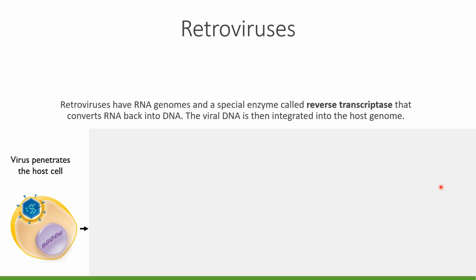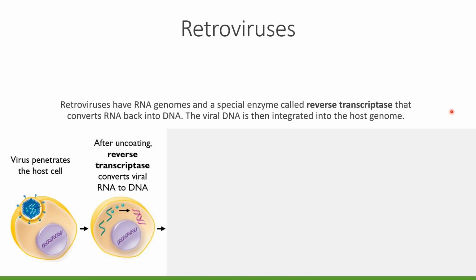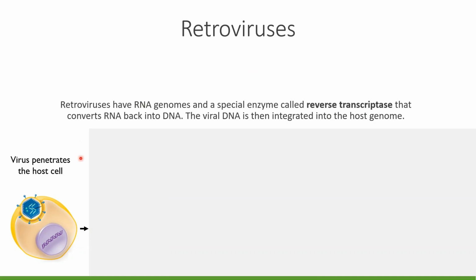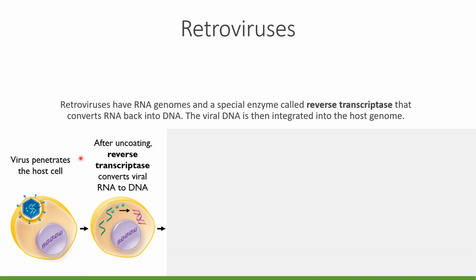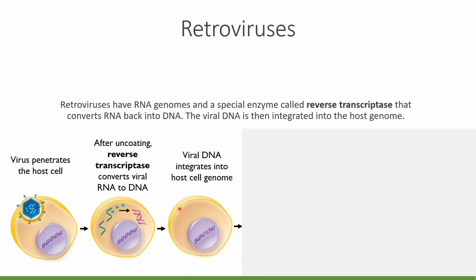But retroviruses can do something incredible. They have this other polymerase called reverse transcriptase. It does reverse transcription. So instead of converting DNA to RNA, it converts RNA back into DNA. So the viral DNA can then be integrated into the host genome. So we have typical viral penetration into the host cell. But once in there and we've uncoated the capsid, we've released the viral RNA, the reverse transcriptase enzyme converts that RNA into DNA, and then that DNA gets integrated into the host cell genome.